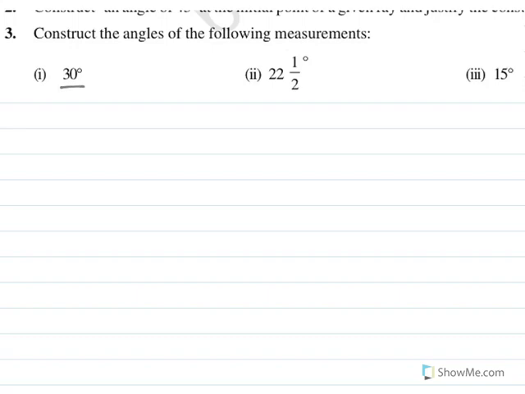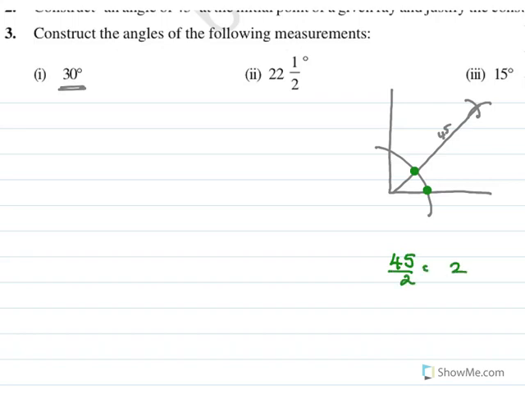Construct angles of the following. Construct 30. So for 30, first I will construct 90. This is 90. Then I will bisect 90. What I get now is 45. This is 45. And now I will also bisect 45. Now if I cut 45 into half, I'll get 22 and a half.